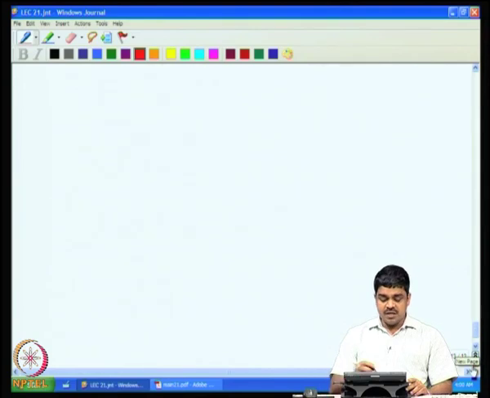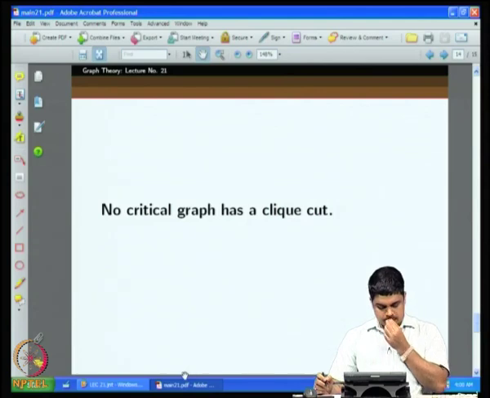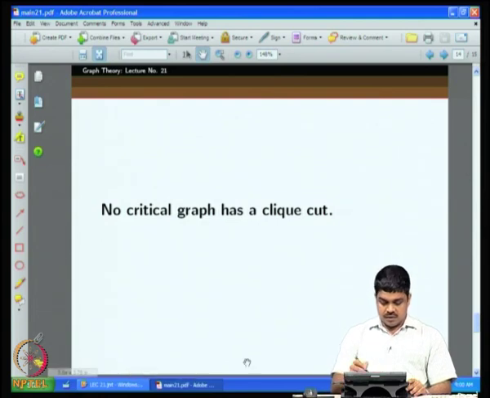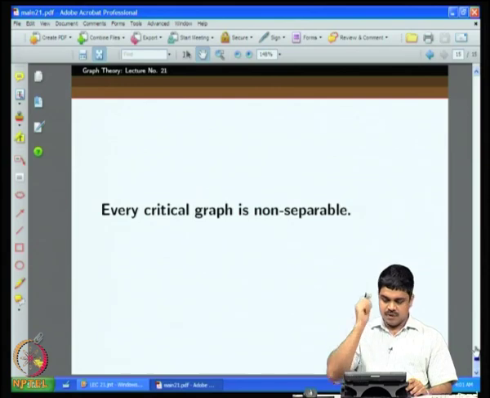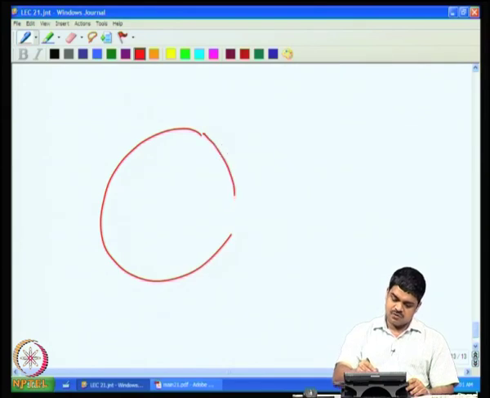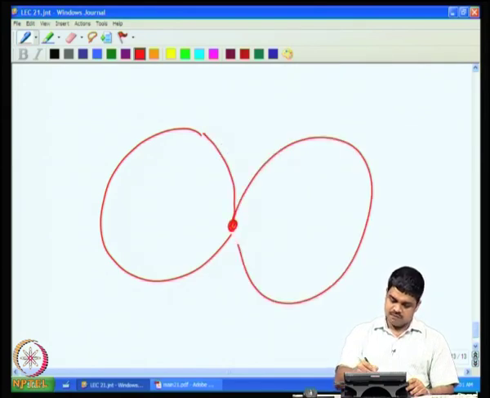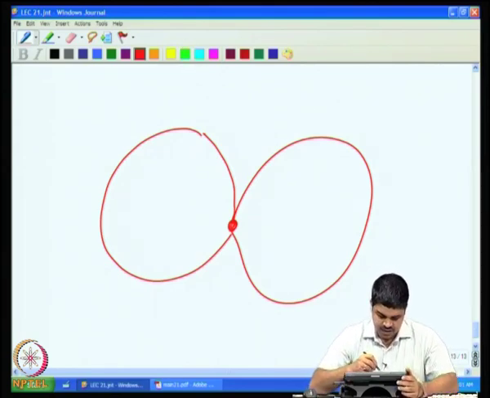So another immediate consequence of this statement is that no critical graph can have a cut vertex. That means it is non-separable. So it has to be two connected, right? Why is it so? Because suppose it's not two connected, there will be a vertex cut somewhere. And if there is a vertex cut, there's the same issue. This is a clique, right?